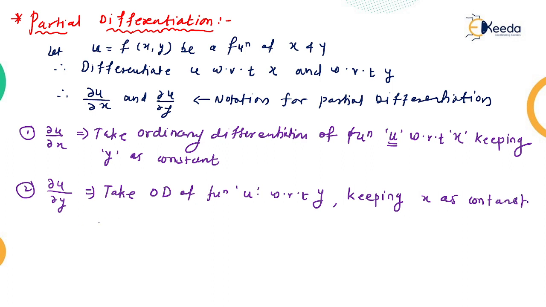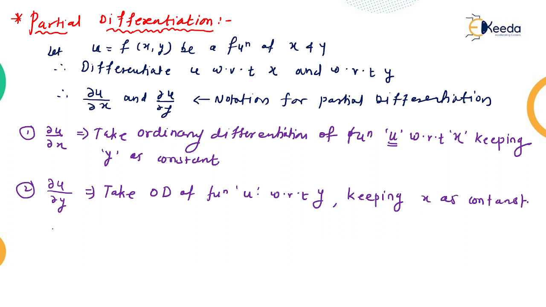I hope you understand how to take the ordinary differentiation and how to take the partial differentiation. Here, if we take ∂u/∂x, keeping y as a constant, we take the ordinary derivative of u with respect to x, and if we take ∂u/∂y, we take the differentiation of u with respect to y, that is ordinary type, but keeping the other variable as a constant.